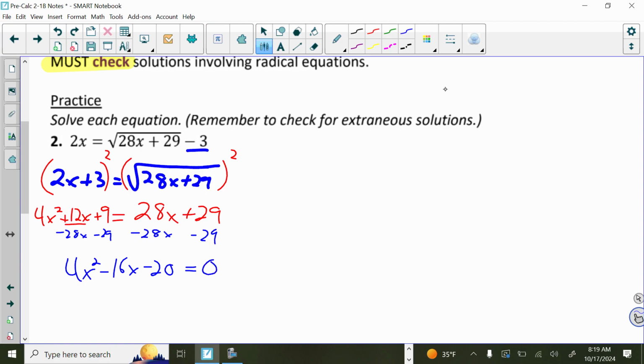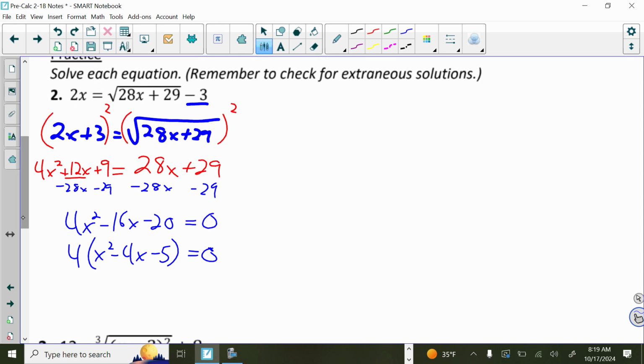Okay, now let's look to factor. I can factor out a 4 here, take this 4 out, and I have x squared minus 4x minus 5. That equals 0. And then I'm able to factor from here. Okay, so scroll down just a touch. So now when I factor this out, I've got a 4, and then I think it factors out to x plus 1, x minus 5.